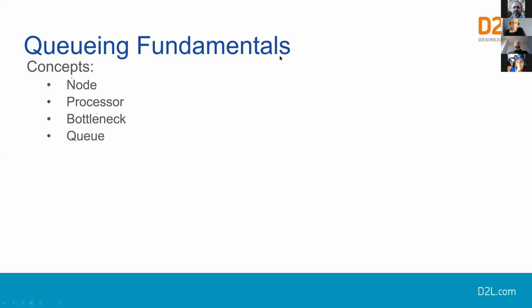We'll start with describing a few queuing fundamental concepts. The node, the processor, the bottleneck, and last but not least, the queue. The node is a component of our system that includes a processor and a queue. And if a queuing system has been implemented, the capability to manage queues. The processor is any part of our system that supports processing or serving of requests. The most obvious examples include CPU, disk, and network.